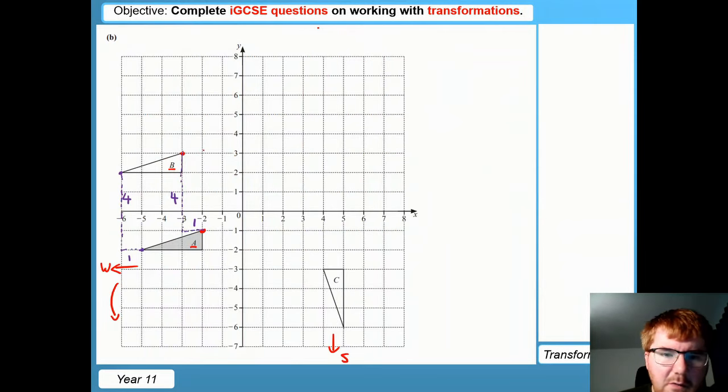So how do we do this? Well, we find points that correspond. So this point here, the right angle here, corresponds to the right angle there. And what I'm going to do here is just draw a dotted line between them. So I'm just going to draw a dotted line going all the way through.